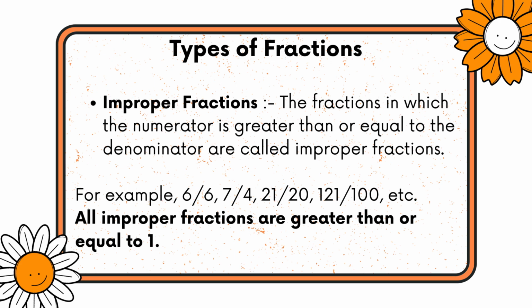Improper fractions. The fractions in which the numerator is greater than or equal to the denominator are called improper fractions. For example, 6 by 6, 7 by 4, 21 by 20, 121 by 100, etc. All improper fractions are greater than or equal to 1.